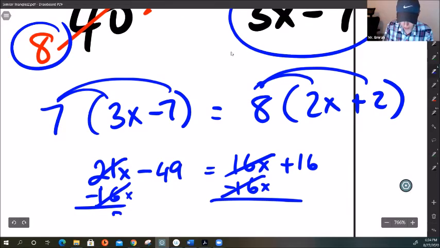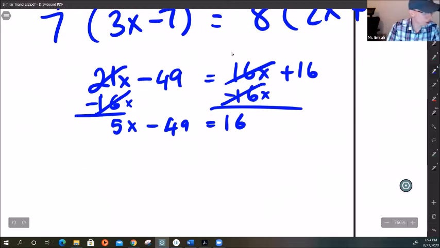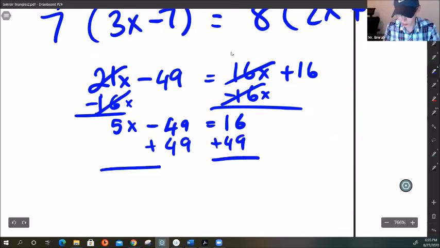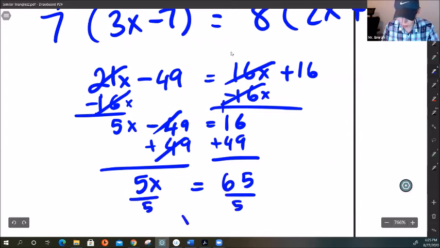Okay, so that's 5x minus 49 is equal to 16. Oh, no, I ran out of space. Okay, I'll just scroll down. Kavish, good job. That's the correct answer. Adding 49 to both sides will give you 5x on this side, and 65 here. So dividing both sides by 5, we got x as the answer.